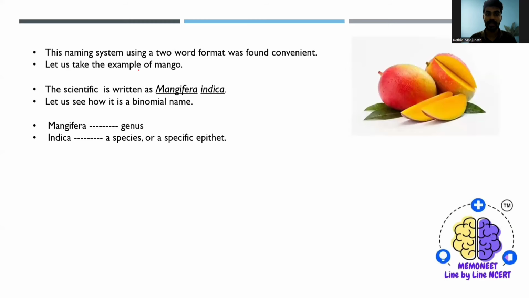So how do we actually write, or how exactly does it work? We'll see by taking an example of a mango here. The scientific name of mango is Mangifera indica. Here Mangifera and indica are two different words. Mangifera normally refers to the genus, whereas indica normally refers to the species or the specific epithet. So here we are using the genus as well as the species, hence we can say it has been binomially named.